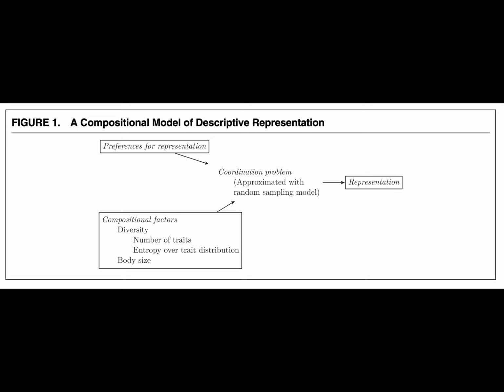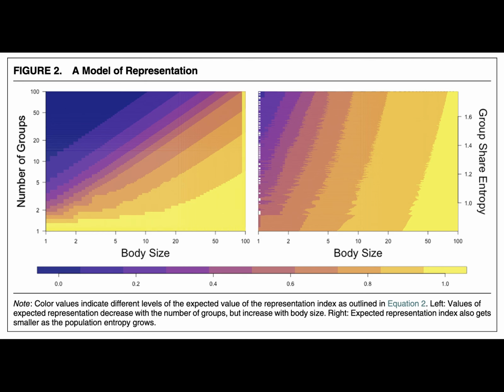Strikingly, no country represents social groups in rough proportion to their share of the population. To explain this shortfall, we focus on compositional factors, the size of political bodies as well as the number and relative size of social groups. We investigate these factors using a simple model based on random sampling, and the original data described above. Our analyses demonstrate that roughly half of the variability in descriptive representation is attributable to compositional factors.